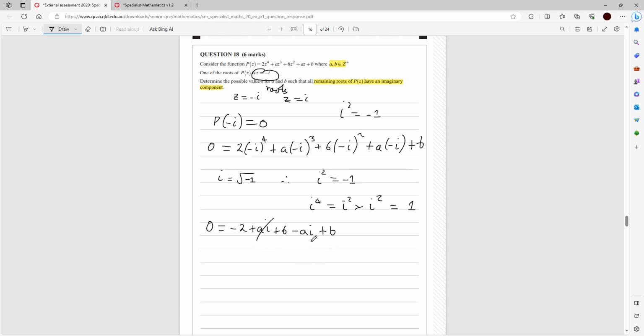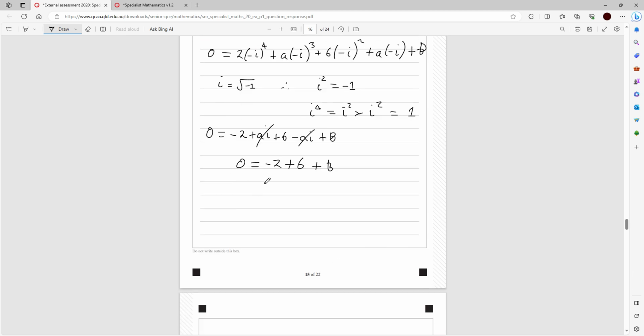We can see that cancels, so we're left with 0 is equal to negative 2 plus 6 plus b. Forgive me if this b looks like a 6. Yeah, that is a b. Okay, so that means negative 4 plus b is 0. Not negative 4, positive 4. Therefore, b must be negative 4.